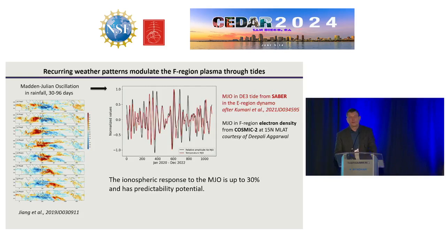And these are normalized data, but to give you an appreciation, the magnitude of the electron density modulations is about 30% of the monthly mean tides, or if you compare that to the background ionosphere, we are talking about 3 to 5% roughly.